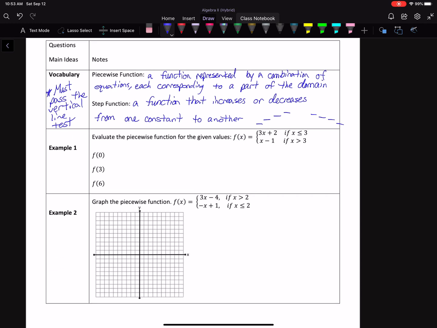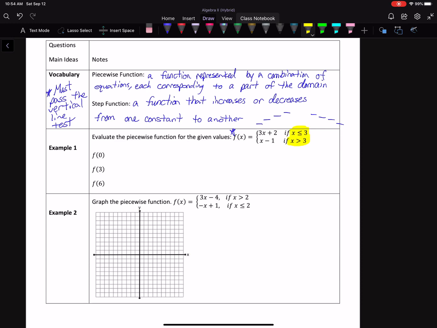So right here, you see our piecewise function, f of x equals, and then on top we have 3x plus 2 if x is less than or equal to 3. And on the bottom we have x minus 1 if x is greater than 3. So really what we have here is two linear equations, two lines. And over here, we have a restriction on the domain.